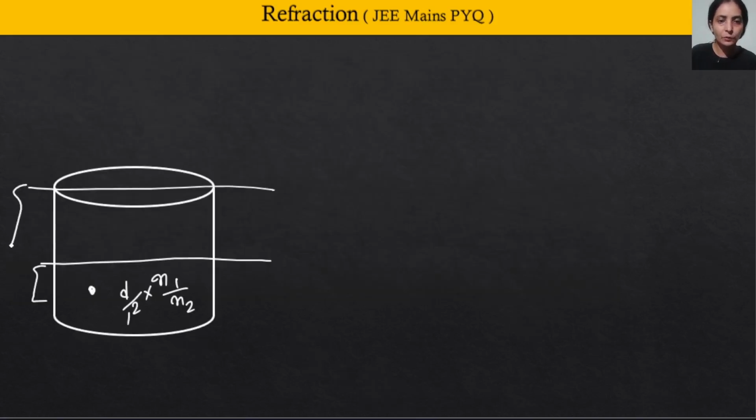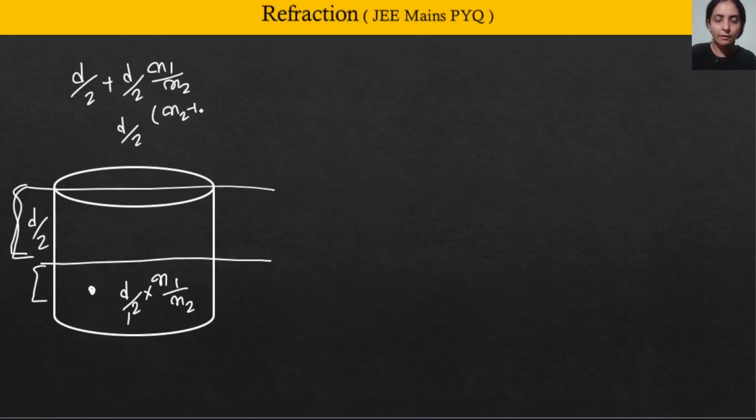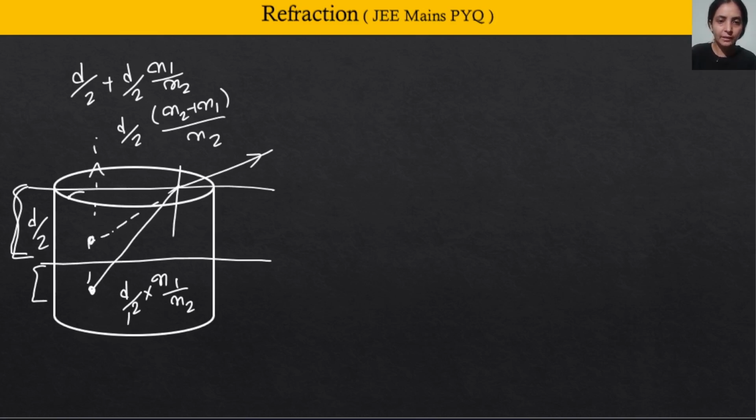So this is n1 by n2. What is the object distance for the first surface? So from here add d by 2 to this. This is d by 2. So d by 2 plus this, so this will become how much: d by 2 plus d by 2 n1 by n2. So this will become d by 2 and n2 plus n1 divided by n2. This is this, right? Now let us use the formula again. I mean, light will be seen going from somewhere here on the second surface after the first surface. Light will refract away like this. When you extend it, it will meet this refracted light somewhere here. So this is the final image distance.